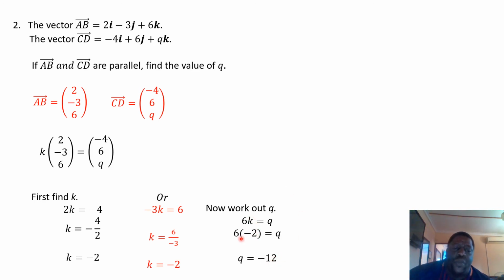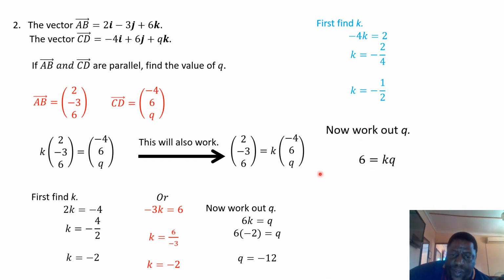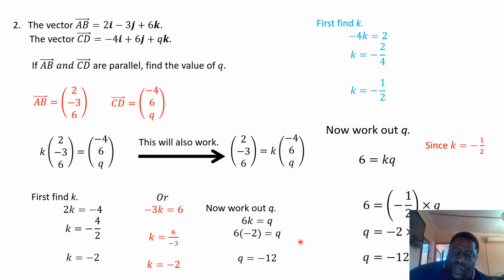So the question now remains, what if you put your k on the other side, on the -4, 6, and q side? It'll also work. So you have here 2 equals -4k. That still gives you k as -1/2, but it doesn't matter. It will work. So now you say that 6k is equal to q, but we know what k is. Substituting k in there, you get q equals -12. Well, you still get the same answer. Bottom line is you have to calculate the value of q. We use that concept of parallel vectors.